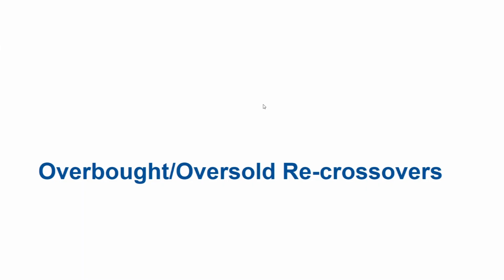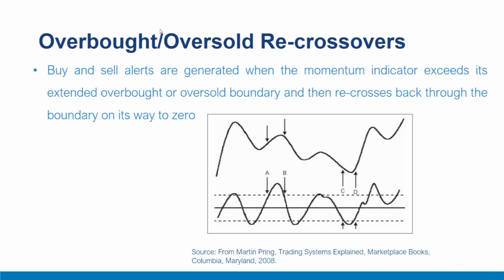In this video, we'll discuss overbought and oversold recrossovers and signal generation. In many cases, excellent buy and sell alerts are generated when the momentum indicator exceeds its extended overbought or oversold boundary and then recrosses back through the boundary on its way to zero. For example, this kind of crossover and then a reversal back towards the zero level. The figure shown here demonstrates this possibility.